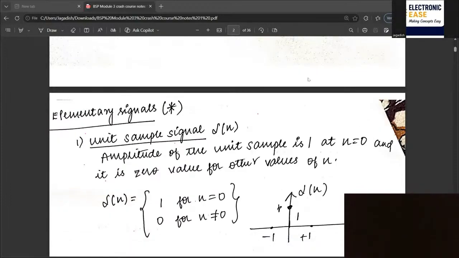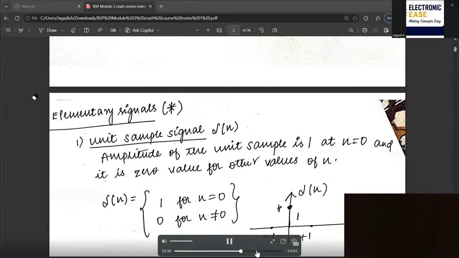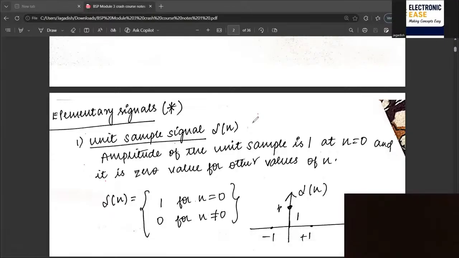It means the unit sample signal: only at 0 there is 1, and everywhere else it will be 0. That is the unit sample signal, that is del of n. Okay, what is u of n, children? For u of n, from 0 to infinity values the amplitude is 1. That is the unit step signal.